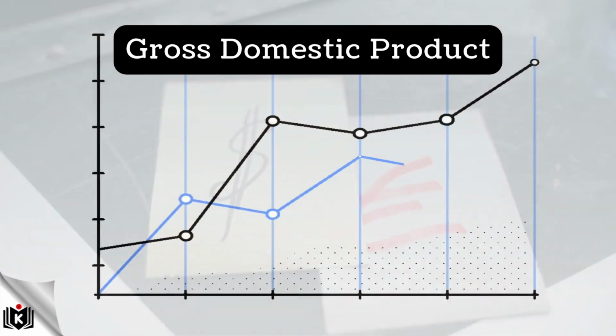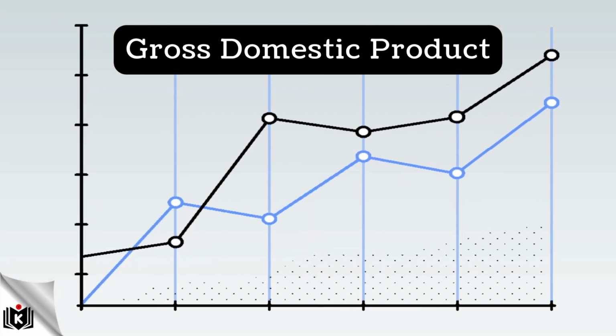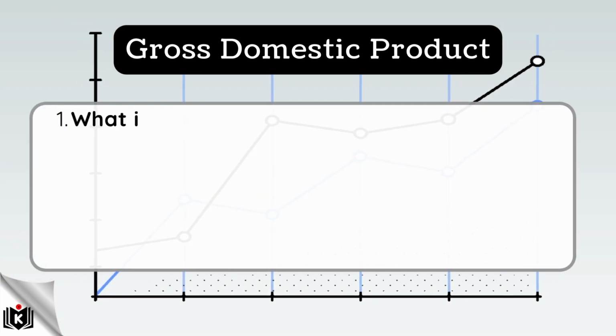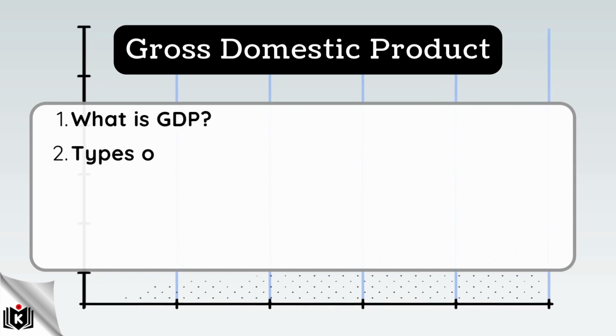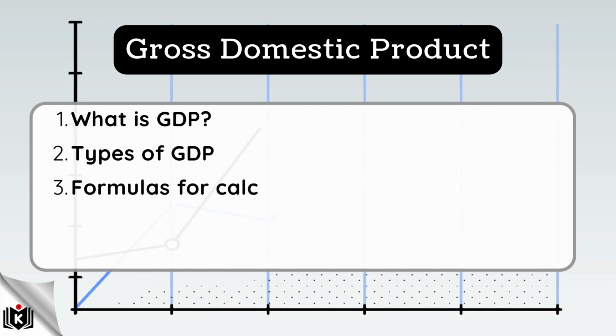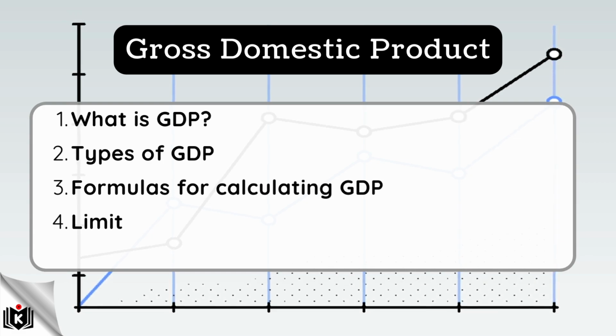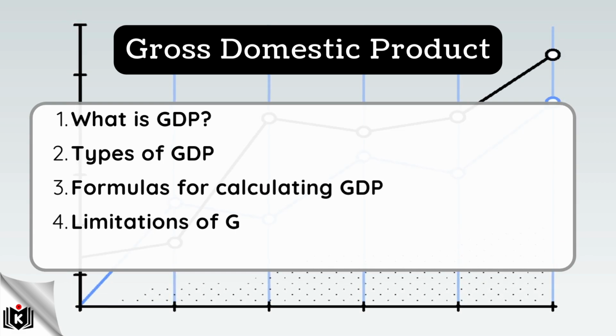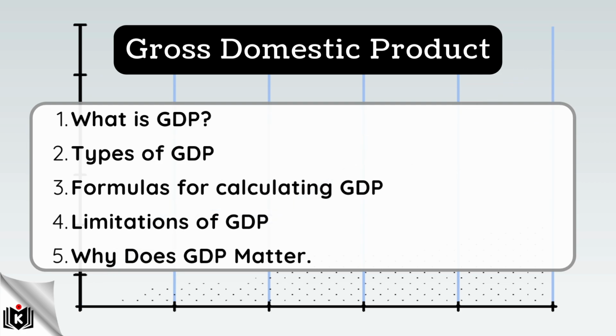In this video, we'll discuss gross domestic product as one of the concepts in economics. We'll also cover the various types of GDP, as well as how GDP is calculated. We'll then discuss some of the limitations of GDP, and then conclude by discussing the importance and significance of GDP as an indicator of a nation's economic health.